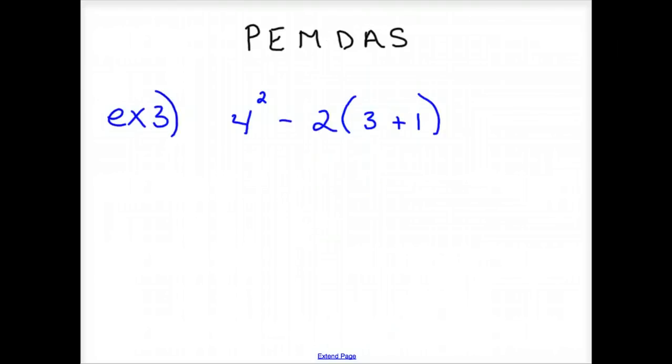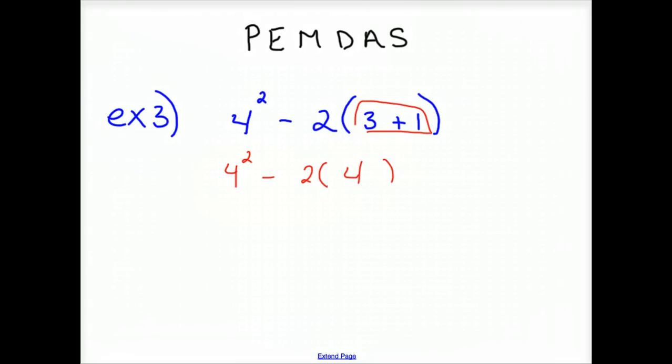Example 3. 4 squared minus 2 times the quantity 3 plus 1. According to PEMDAS, I'm going to take care of parentheses first. So I have 4 squared minus 2 times, in parentheses, I have 3 plus 1. And I get an answer of 4.